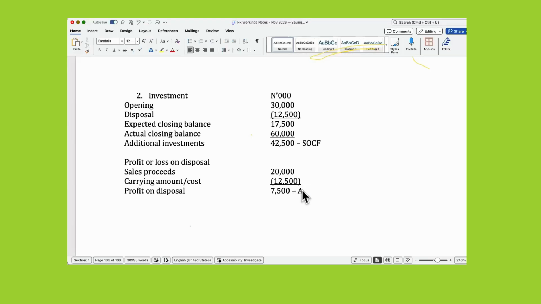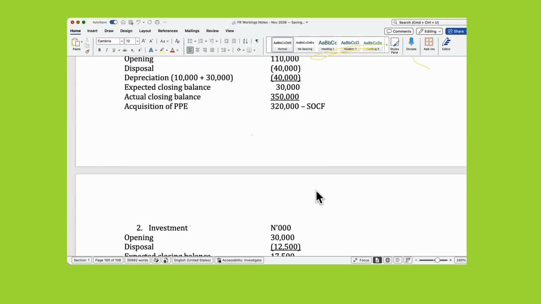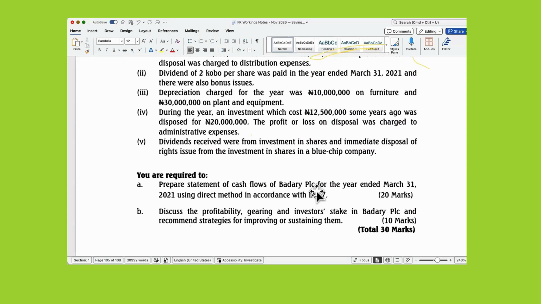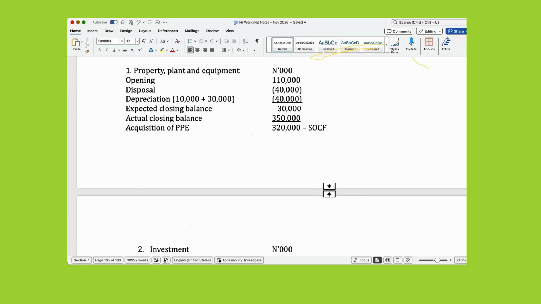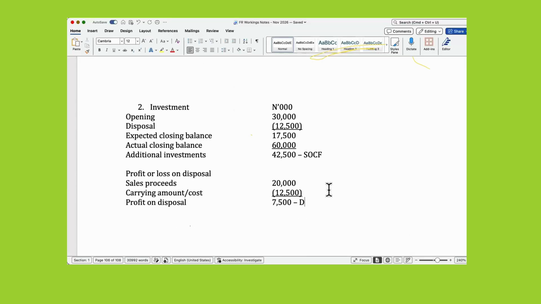Who can tell me, are we going to be adding it to admin or deducting it from admin, since it's a non-cash item? Deduct it. Yeah, that's correct. Was it already deducted to admin or was it added to admin? It's a profit. It was added now because it's a profit. They received it. Maybe it was added.